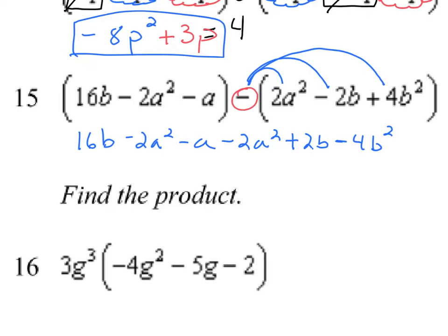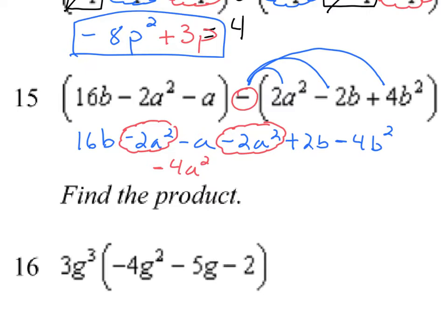So you always start with the highest exponent. And alphabetical order, a is before b. So I'm going to start with the a squared. There's a negative 2a squared. And there's a minus 2a squared. So they have the same sign. You're going to add the numbers and keep the sign. So that's going to be negative 4a squared.